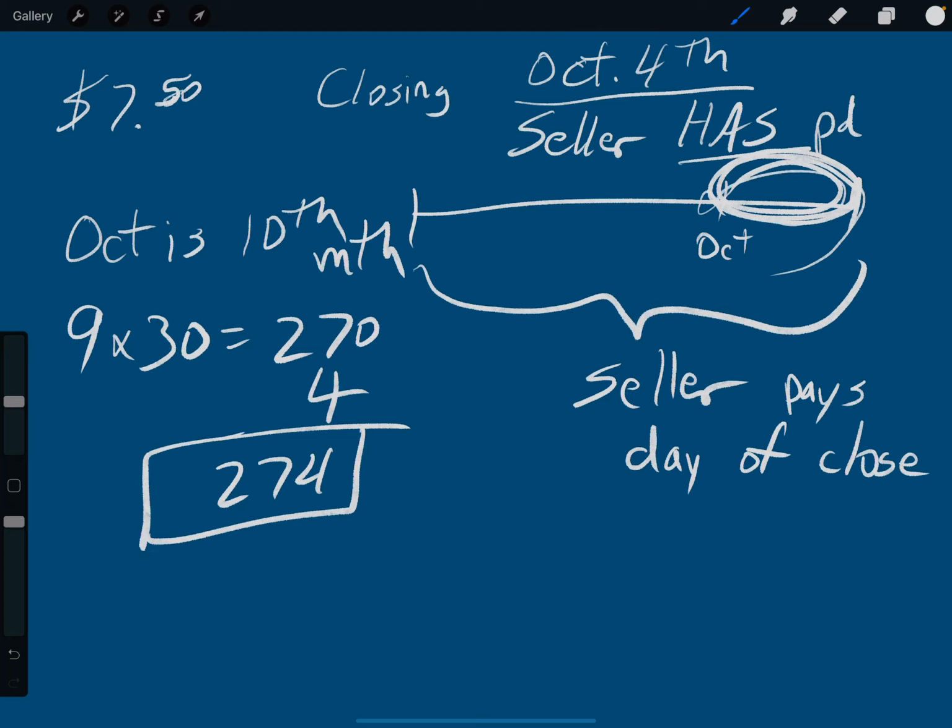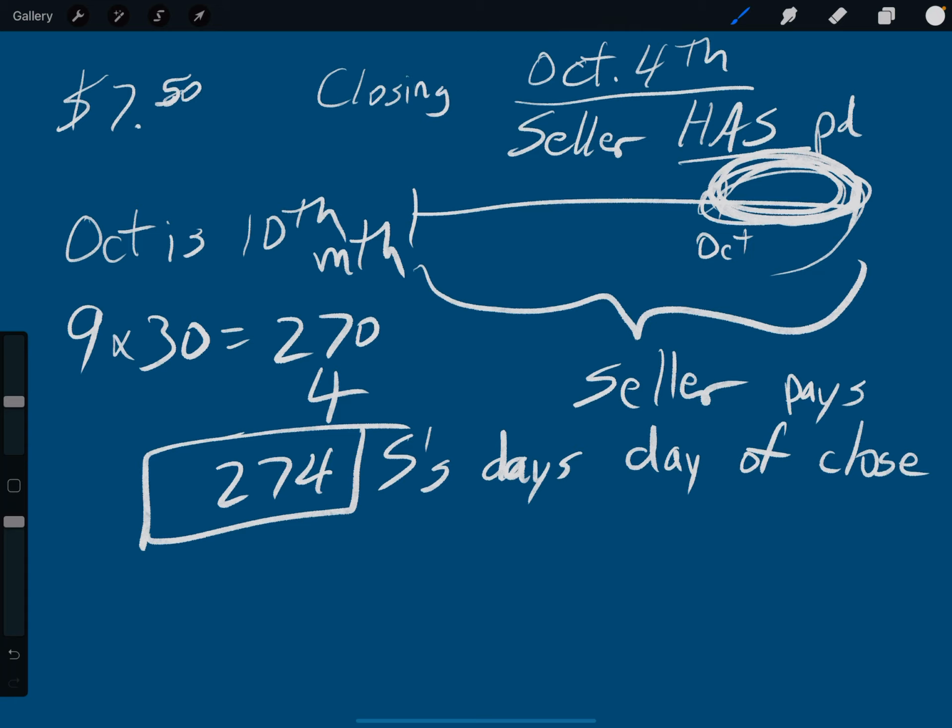What we need is the buyer days, though. I like it when you calculate the seller days instead of the buyer days, because that way you won't lose track of the day of closing. It's so easy to mix up the day of closing and put it in the wrong column. So if you always calculate the seller's days, you won't make that mistake as likely. So we've got seller's days.